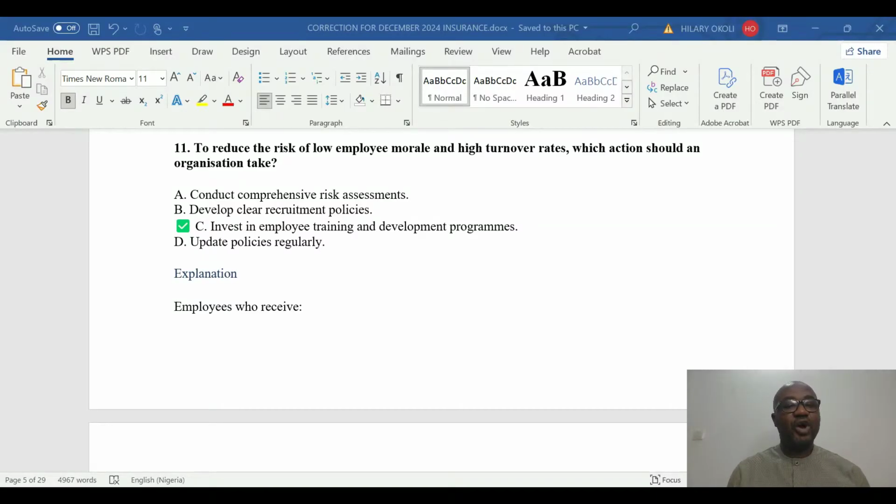And we have various options. A says conduct a comprehensive risk assessment. B says develop a clear recruitment policy. C says invest in employee training and development programs. And D says update policy regularly. So the answer is C.